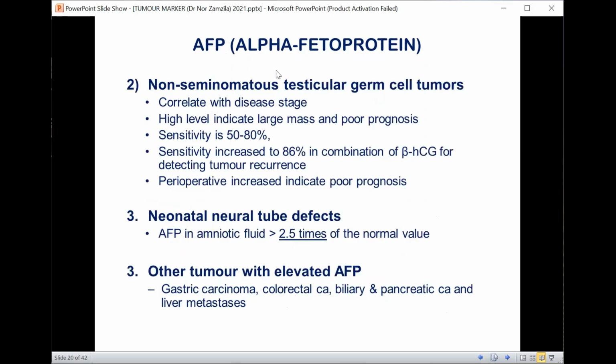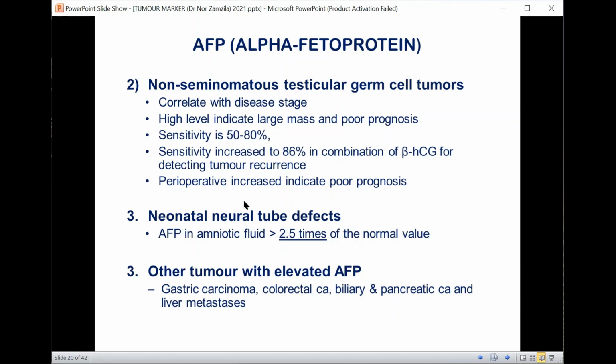Also, we can use AFP in diagnosis of patients with non-seminomatous metastatic germ cell tumor. This is among the tumor markers that can be used for diagnosis of testicular germ cell tumor. In testicular germ cell tumor, there will be an increase in AFP and also an increase in beta HCG. When we combine AFP and beta HCG, this will increase the sensitivity for detecting the tumor.